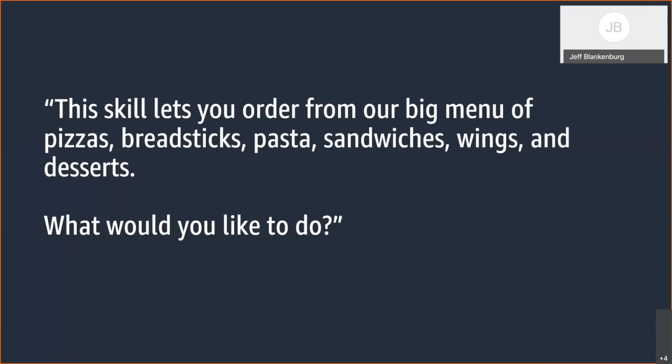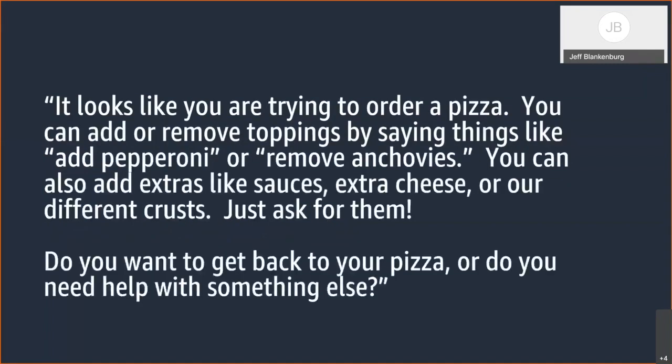What I should do instead is take the context of what they're doing right now, which might be trying to order a pizza, and give them some clues about how they can use that pizza ordering system the right way. Something like this. It looks like you're trying to order a pizza. You can add or remove toppings by saying things like add pepperoni or remove anchovies. You can also add extras like sauces, extra cheese, or different crusts. Just ask for them.